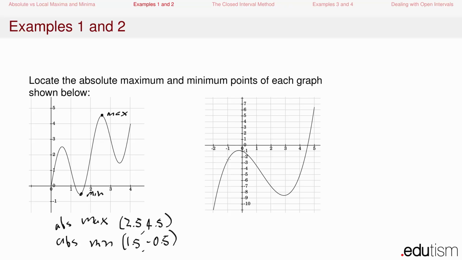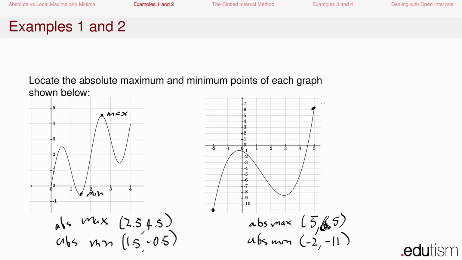In the second graph, the absolute maximum point occurs up here and the absolute minimum point occurs down here. This is the highest point of the graph, this is the lowest point of the graph. So here the absolute maximum is at (5, 6.5), and the absolute minimum point is at (-2, -11).